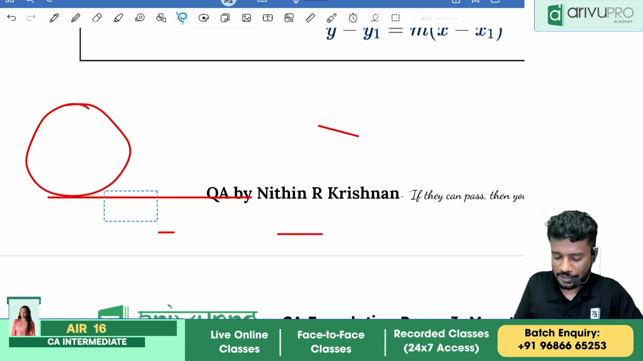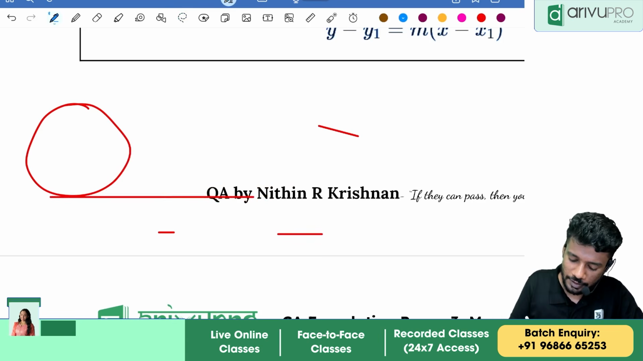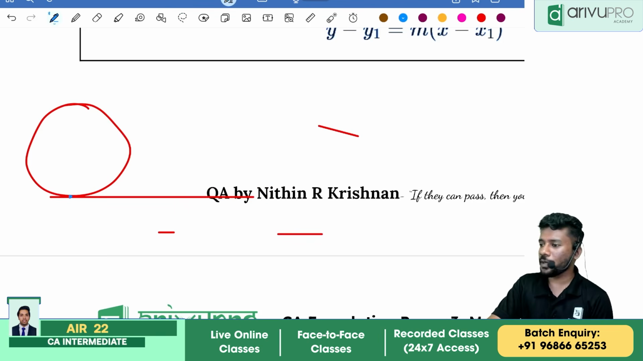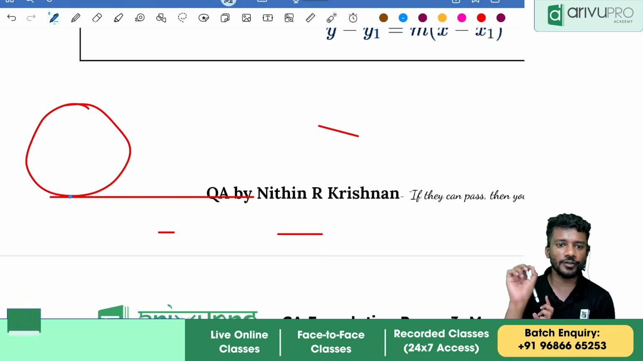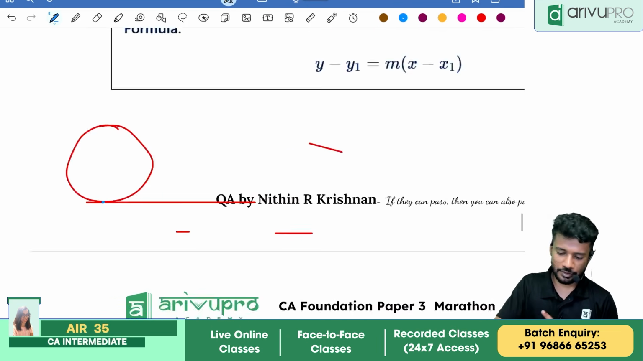What is a tangent? In basic ways, how will you define a tangent? It passes through the circumference of the circle only at one point. Yes. A line which intersects the circle at only one point is called a tangent. Now we need to find the slope.